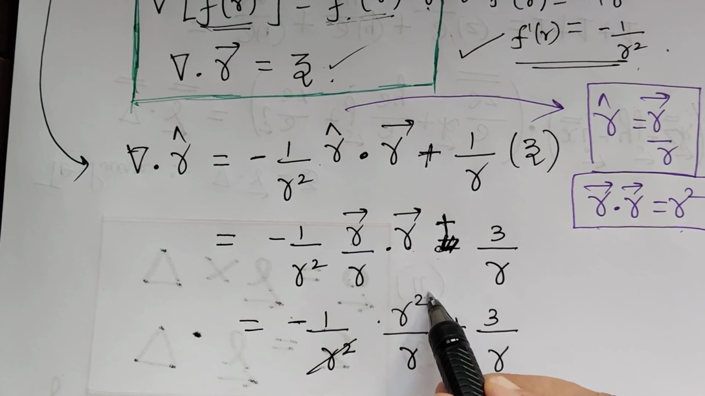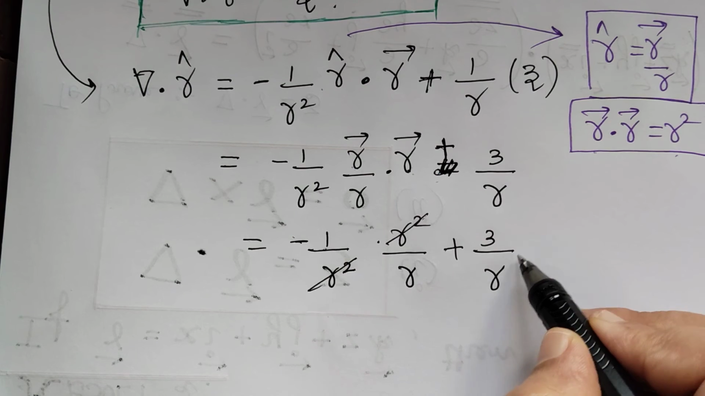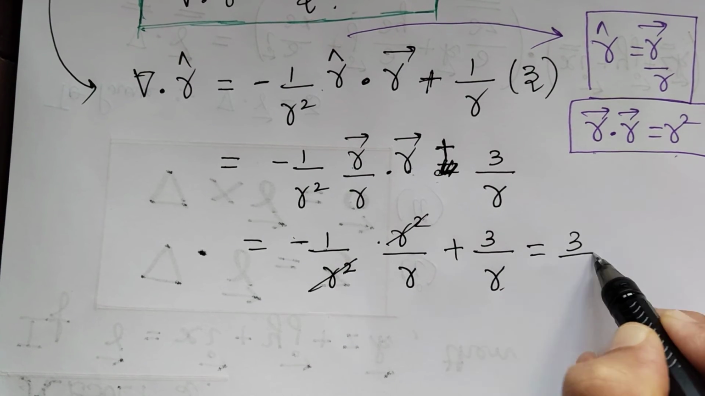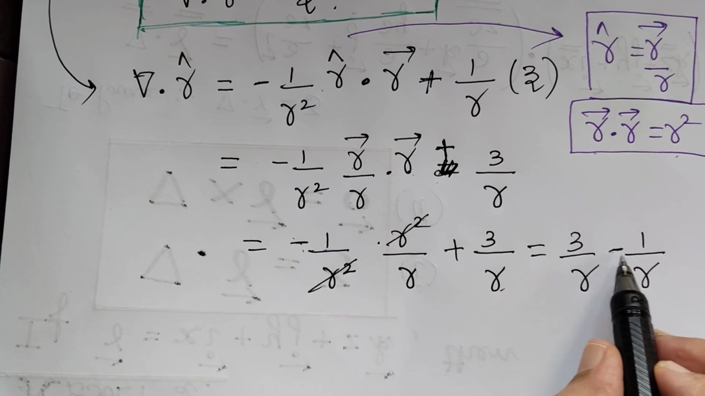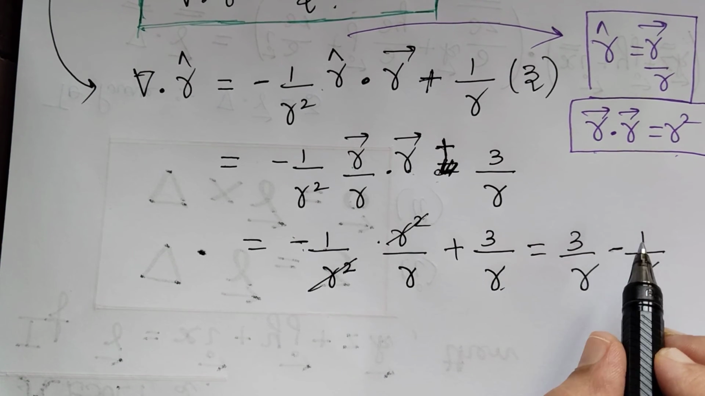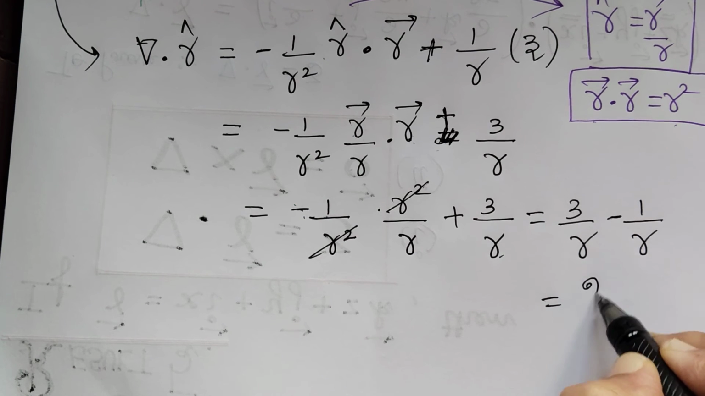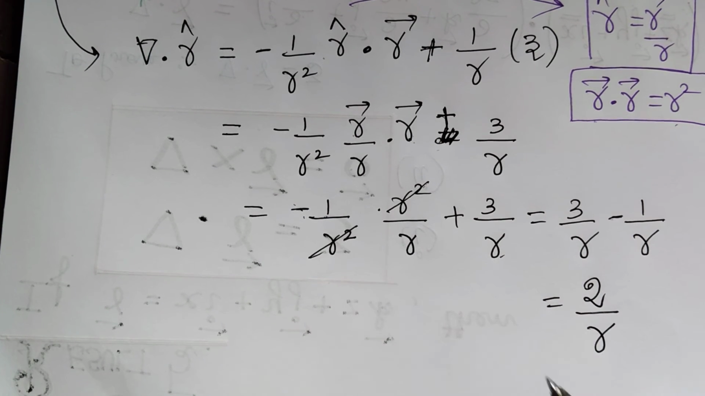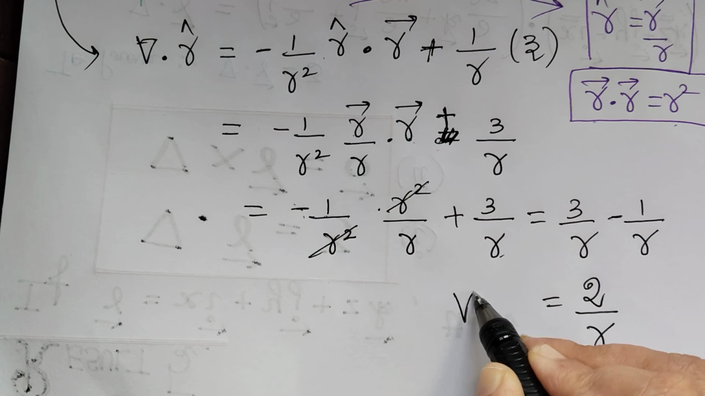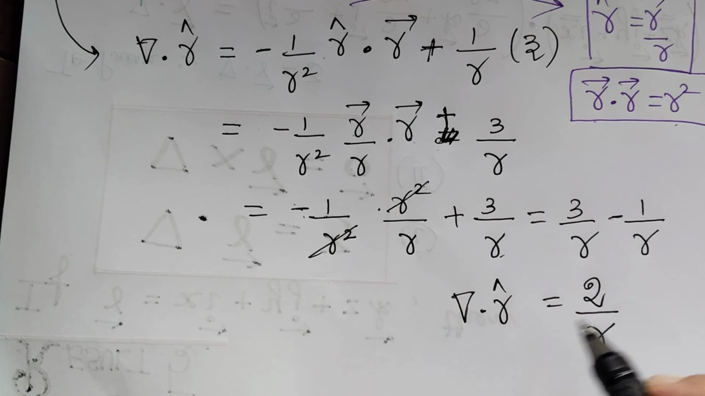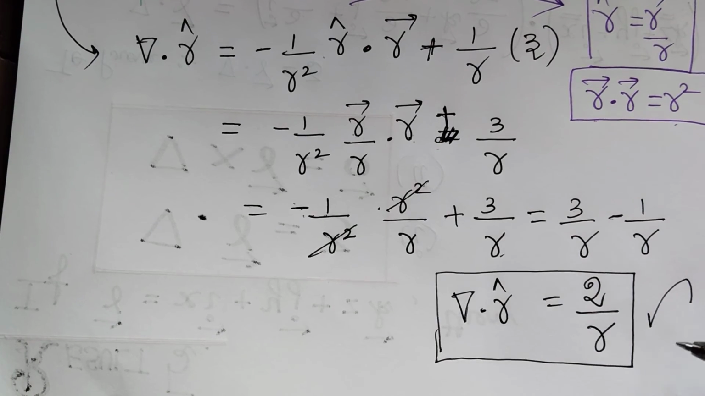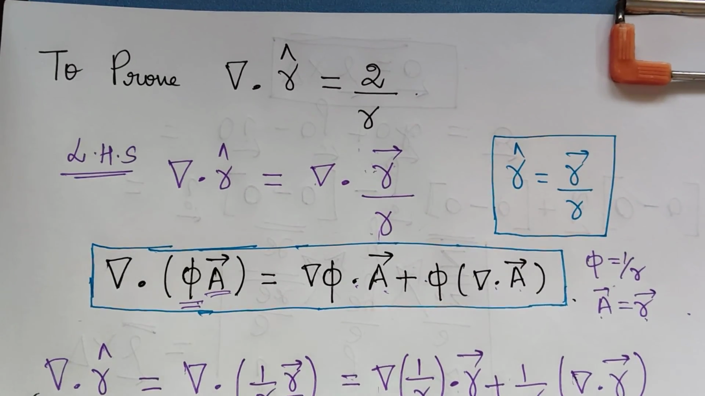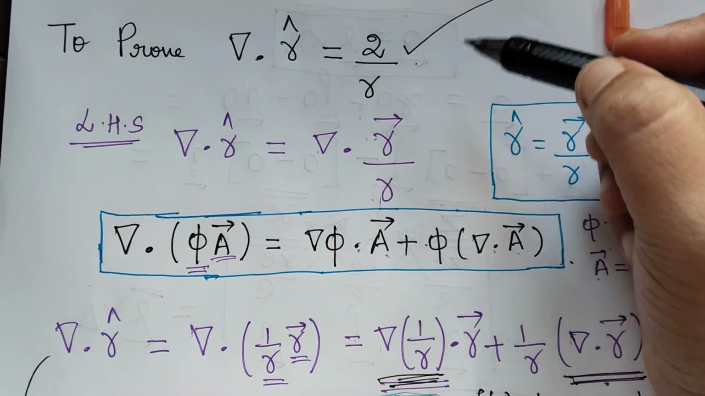Now this r square and r square get cancelled, and this can be rewritten as 3 by r minus 1 by r. So that will be 3 minus 1 by r. 3 minus 1 is 2, and so it will be equal to 2 by r. Therefore, we have proved that nabla dot r cap is equal to 2 by r. Hence, we are done with our proof. This is what we wanted to prove. So nabla dot r cap is equal to 2 by r.